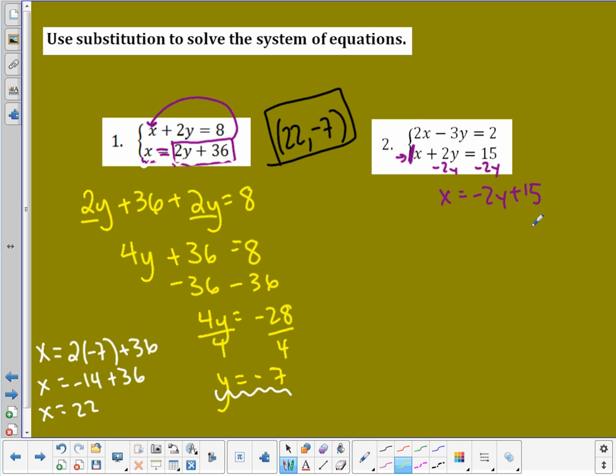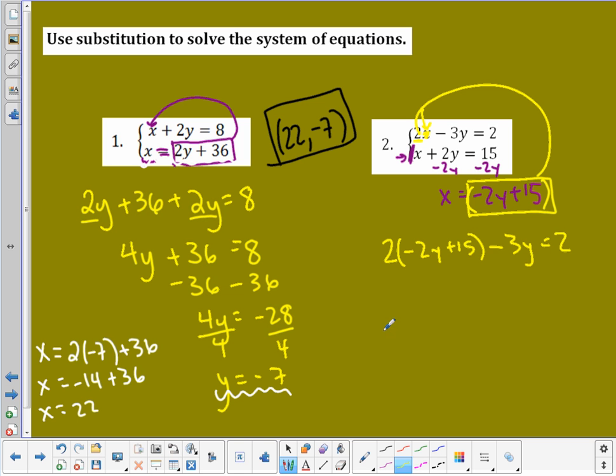So that gives me x equals negative 2y plus 15. All right, so now here's my x phrase. This phrase is equal to x. So I'm going to take this phrase and I'm going to drop it right there in for my x variable. The 2 stays. All I'm taking out is the x. That's the only thing I'm substituting. So the 2 that was already there stays. I'm going to put this guy in parentheses. So negative 2y plus 15 in parentheses. Minus 3y is equal to 2.